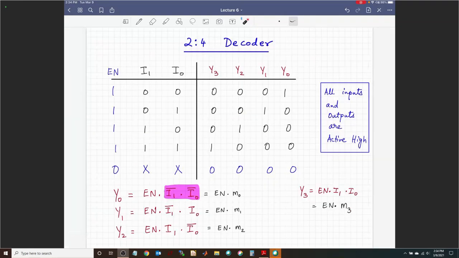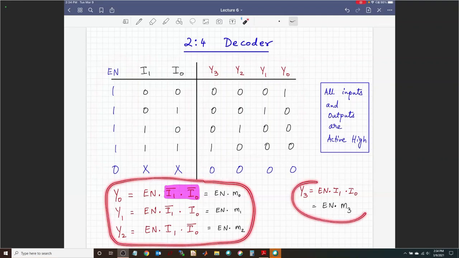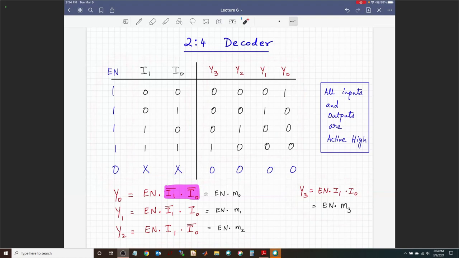This again is from last class. We wrote a truth table for a 2 to 4 decoder. We had two active high inputs, I1 and I0. We had four active high outputs, Y0 through Y3, and we also included an active high enable signal. Everything was active high. Based on the truth table, we wrote logic expressions for all the outputs, and then we tried to express these logic functions in the form of enable and a specific minterm. And we did that for Y0, Y1, Y2, Y3.